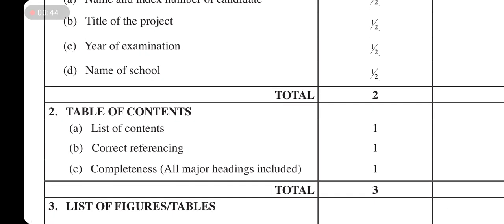Then table of contents, there are list of contents, correct, and if you do correct referencing, and if it is complete with major headings included, there you will get 3 marks.